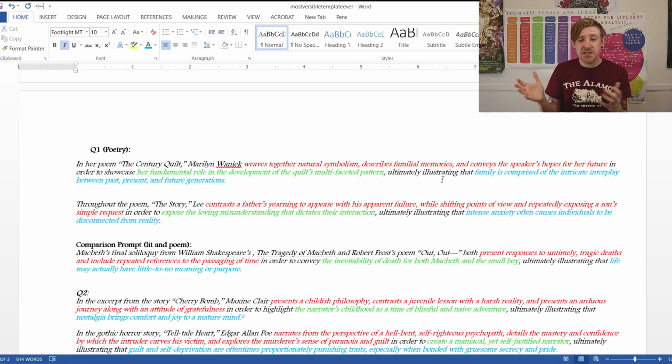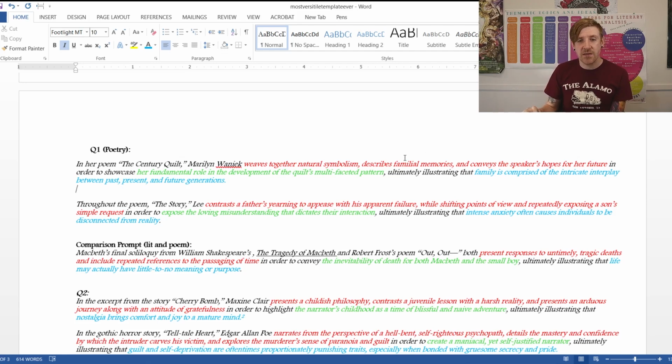So we set it up just like that, and when we write our paper, we're going to talk about the natural symbolism conveying an element of the speaker's role. We're going to talk about how the memories coming in relate to the role that the speaker has in the family, and then how the speaker's hopes for the future convey her role in continuing that family.